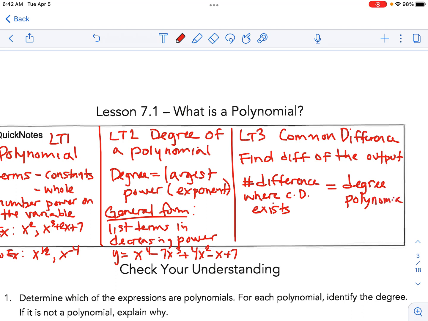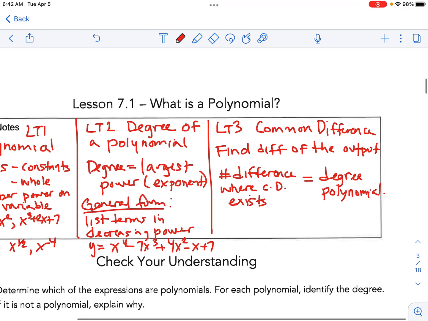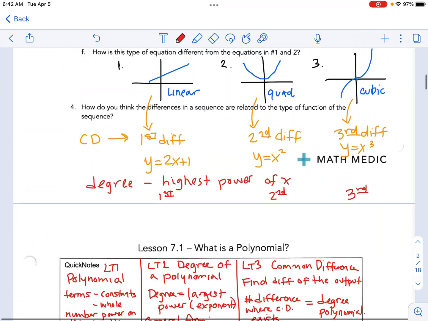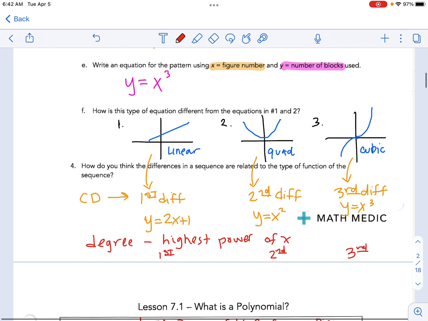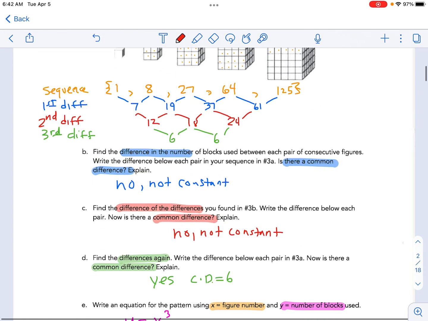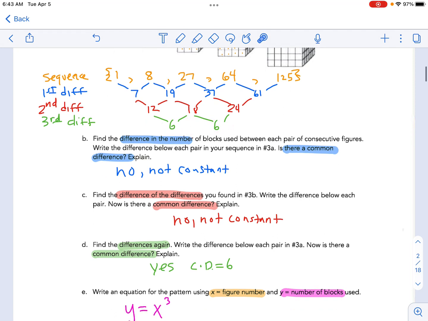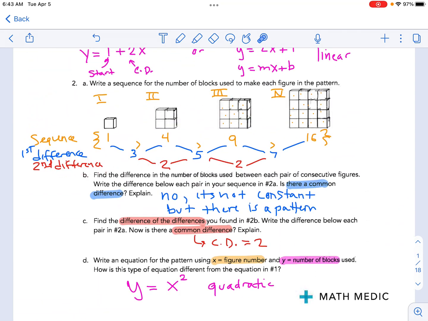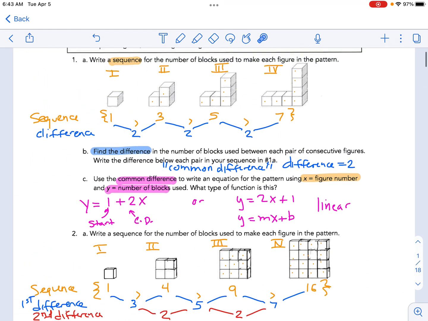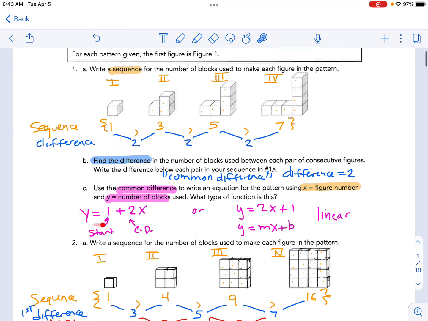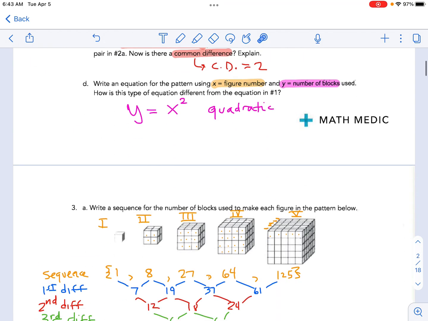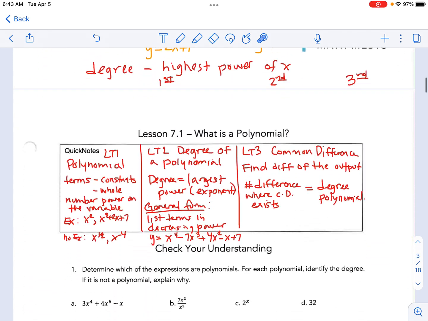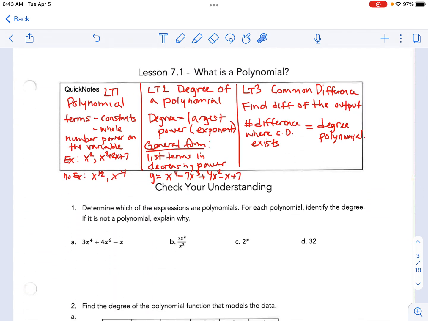So if we look back in our 3 examples in the notes, and this is a quick look through the notes, the third difference was common, so this was a 3rd degree polynomial. The second difference was common, so this was a 2nd degree polynomial. The first difference was common, so this was a 1st degree polynomial. So we can set up the model like that and just keep calculating the differences.